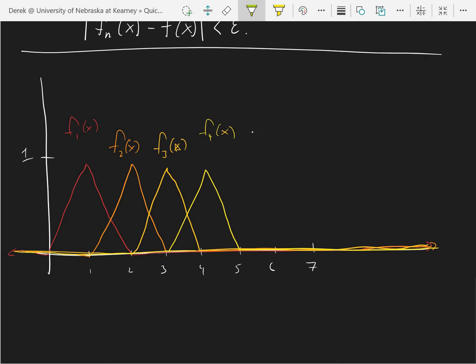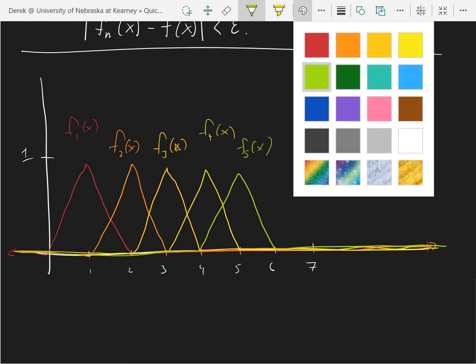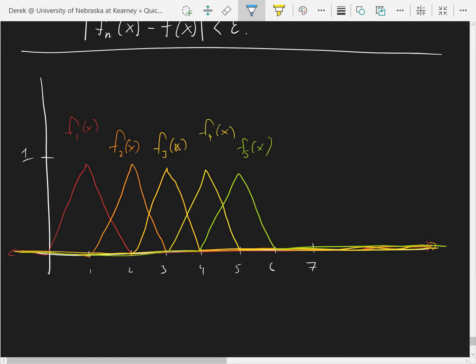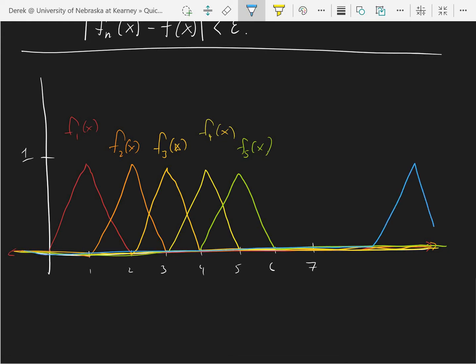Your next one is going to slide over, go up, come back down, and keep going. It's f5 of x, and so on. So eventually I get out here and I've got this thing that goes this way, and the peak of the triangle at n is f sub n at x. Okay. Let's see if we can prove that this converges pointwise to 0.